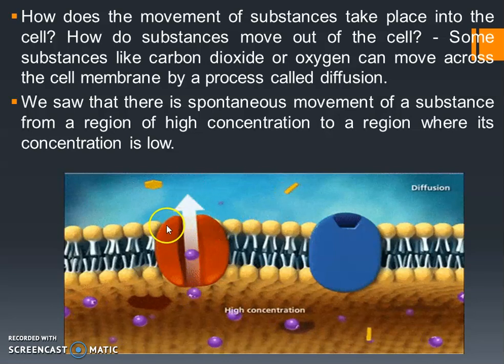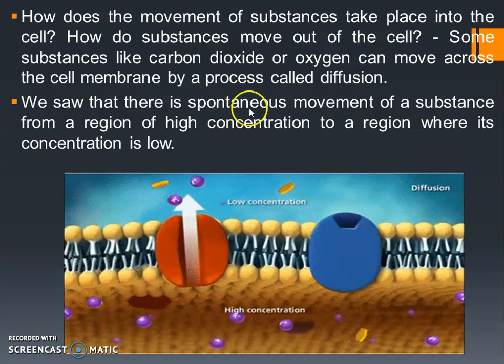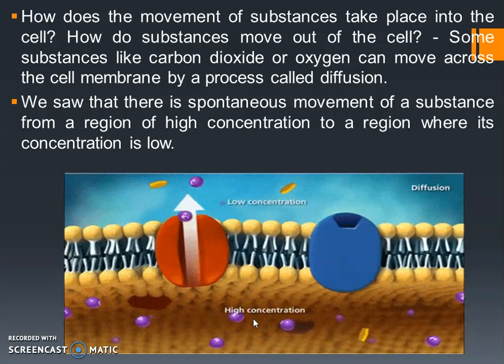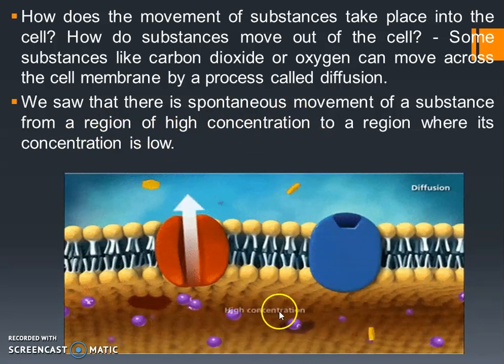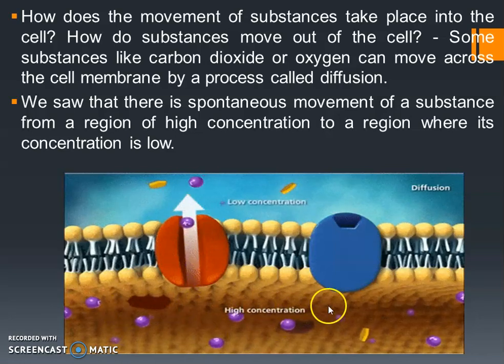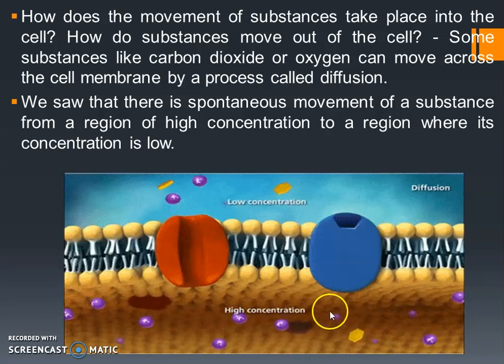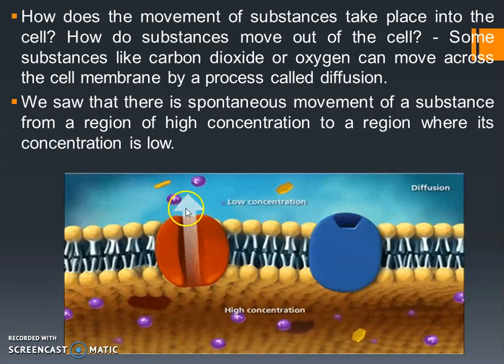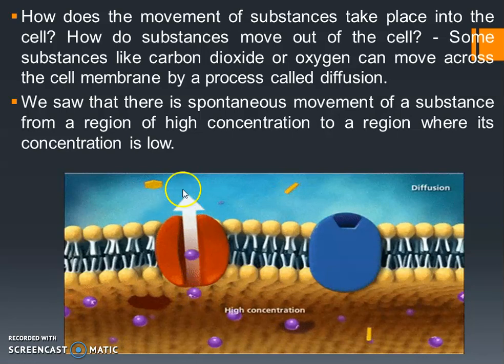So in the process called diffusion, there is a spontaneous movement. Spontaneous movement means they do not require a force to enter into the cell. Okay, spontaneous movement happens. So when there is spontaneous movement of a substance from a region of higher concentration, you can see higher concentration, meaning from the place where there is more. Okay, so substances from the place where there is more, they move to a region where its concentration is low.